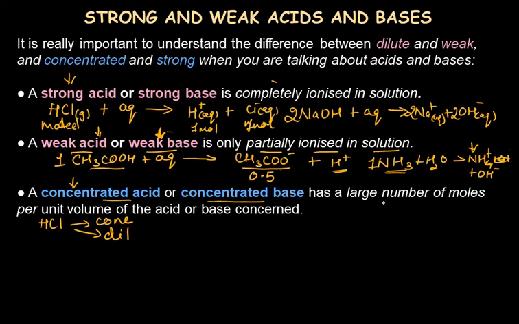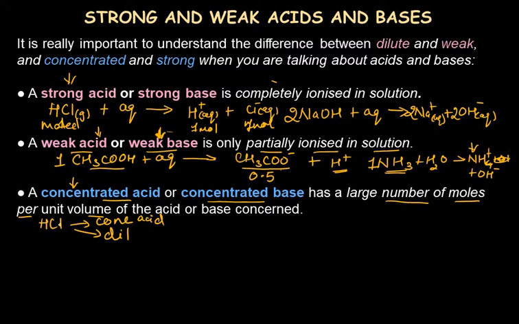This says that when a large number of moles of any molecule, any compound is dissolved per unit volume, then it's called concentrated acid. So in hydrochloric acid, if a large number of molecules are dissolved in water, then we get a concentrated acid.